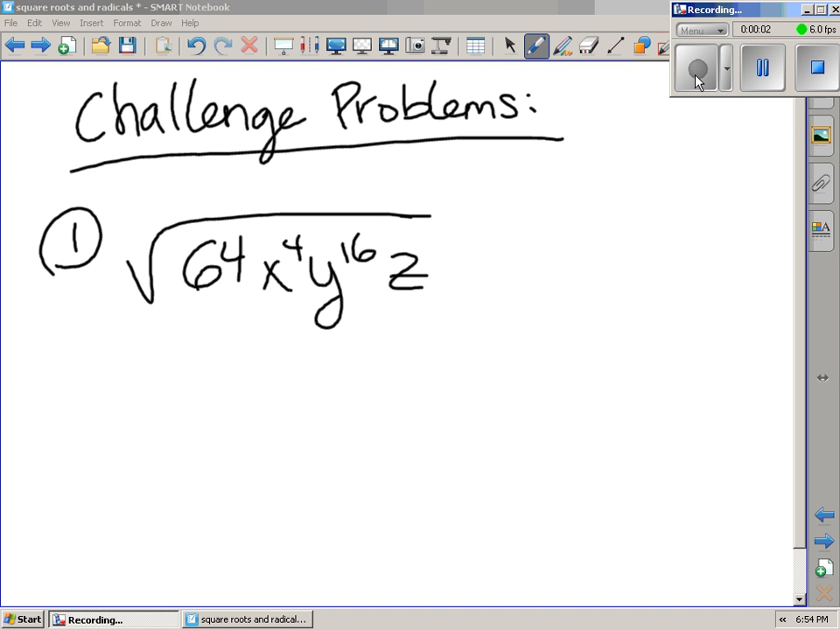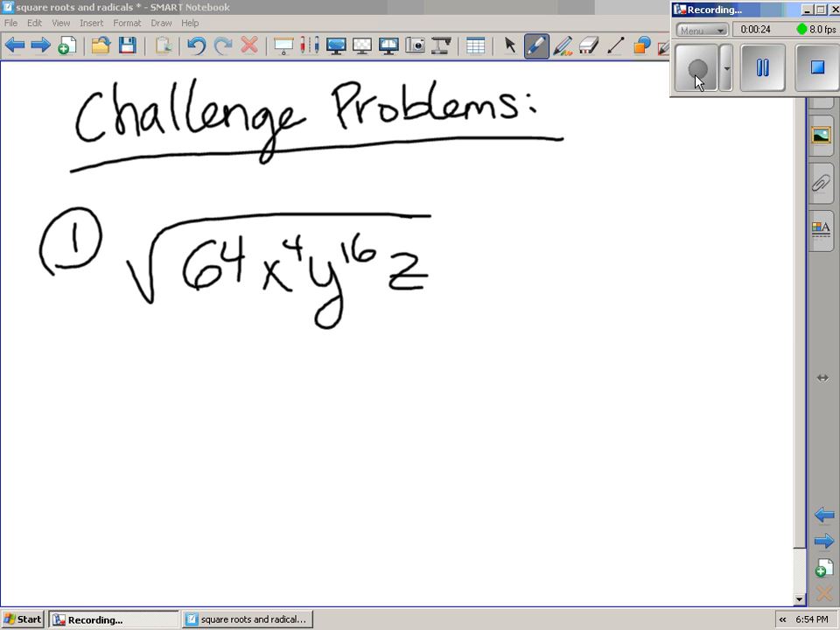All right, it's time for some challenge problems finally. So we have the square root of 64 x to the fourth y to the 16th z, and we're going to use the properties that we know to go ahead and simplify this. This focus will be on changing these problems so that they have fractional exponents.